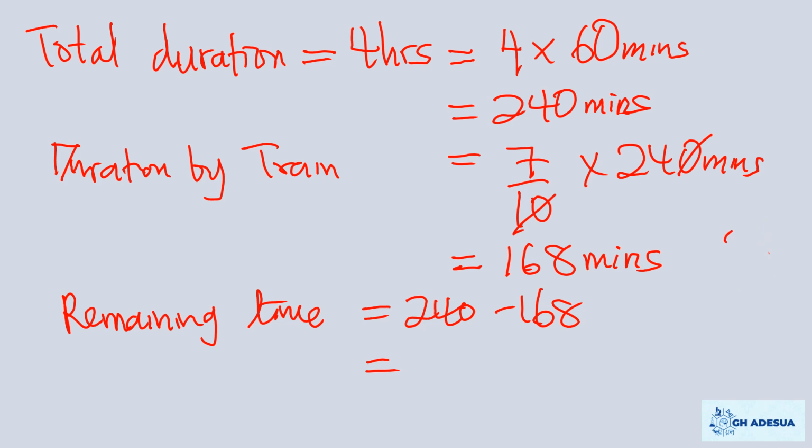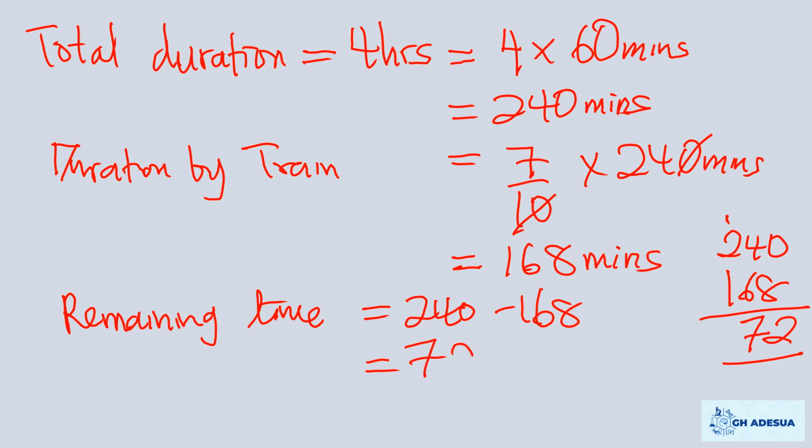So let me solve that here. So we have 240 minus 168. So 0 minus 8 is not possible. You bring 1 from the 4, making it 10. 10 minus 8 is 2. And we have 3 left here. So you move 1 from the 2, add to 3, making it 13. 13 minus 6 is 7. Now I have only 1 here, so 1 minus 1 will be 0. So we would have 72 minutes left. So the remaining time is 72 minutes.